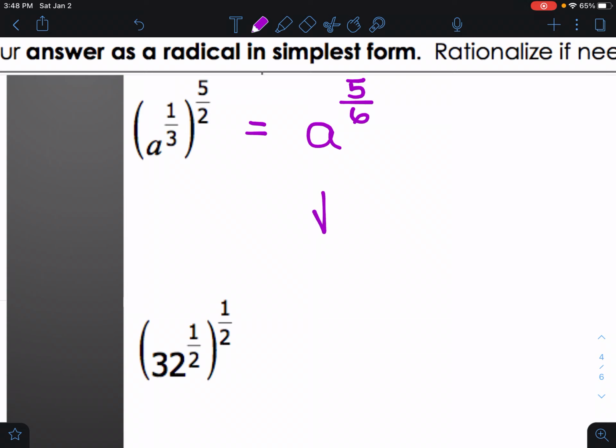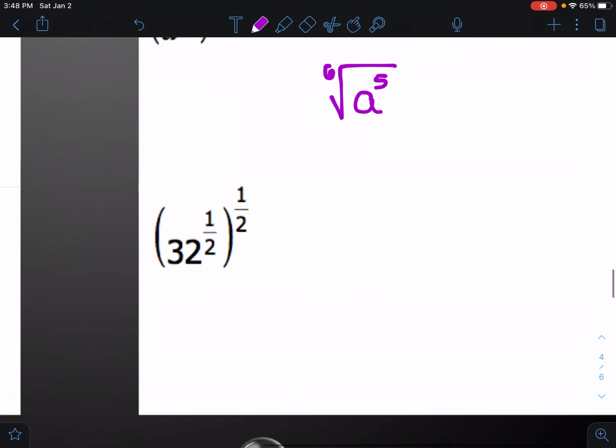Go back to radical form. Make sure your answer is always in simplest radical form. So 6 out here. And there we go. That would be my answer there.